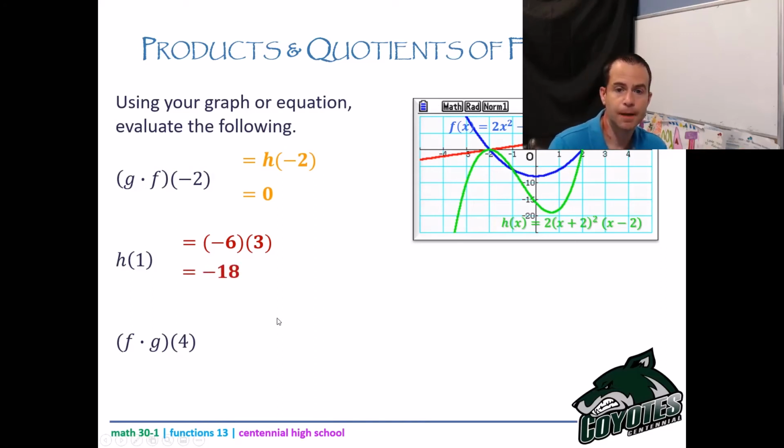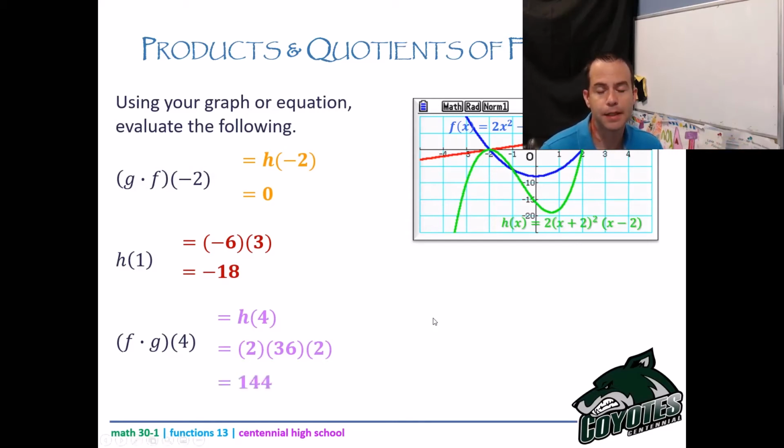Okay. And then f times g of 4, also known as h of 4, I could plug 4 in here, or I could do it the same way I just did it. I just plugged it directly into the h of x equation this time, just trying to show you all the different ways we can do this and still get the same answer. So that ended up being 144. Not on our graph, but we know just mathematically that it ends up being 144.